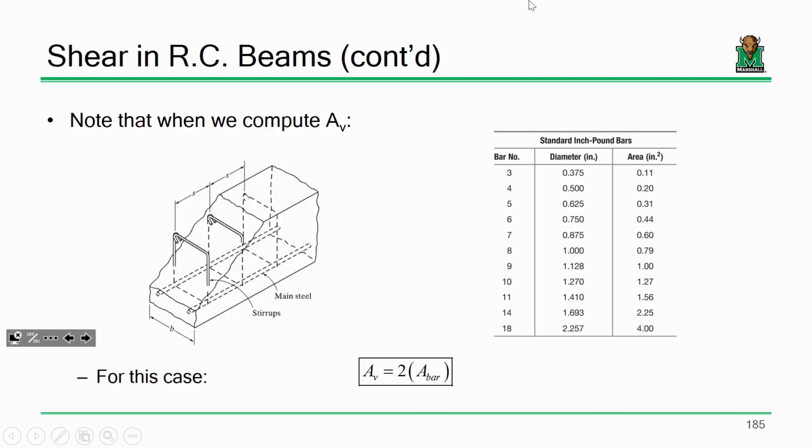The area, or that A sub v, is essentially the area of the steel across a given crack. A very common stirrup shape is a U-shape or a hoop-shaped stirrup. So if I'm cutting across that crack and I'm looking at a given stirrup, the area of that stirrup is not the area of a single number 3, it's the area of 2 number 3s, because there's 2 number 3s per stirrup. Does that make sense? So if it's a number 3 stirrup, the A sub v is not going to be 0.11 square inches, it's going to be 0.22 square inches.